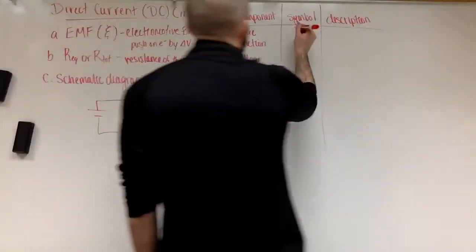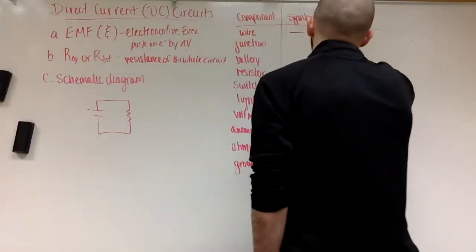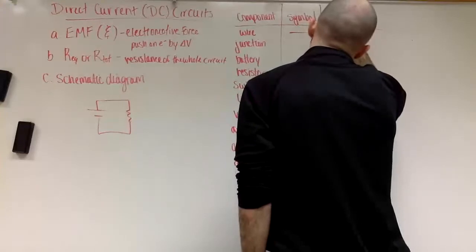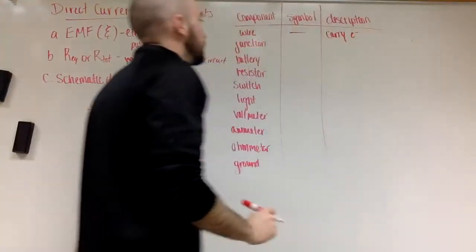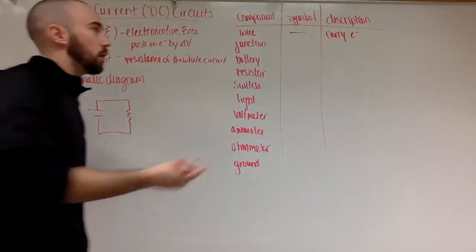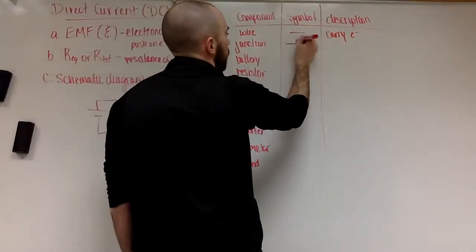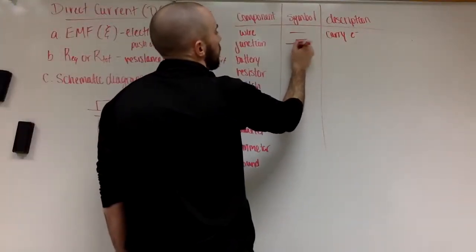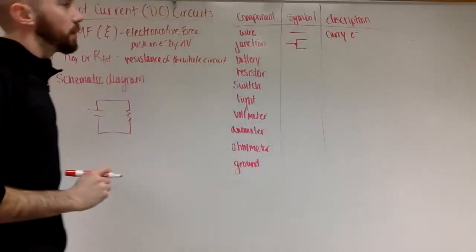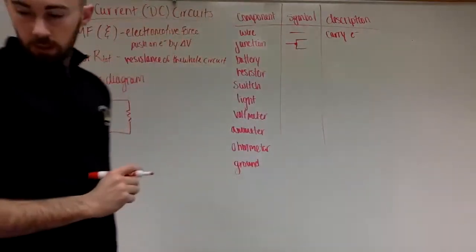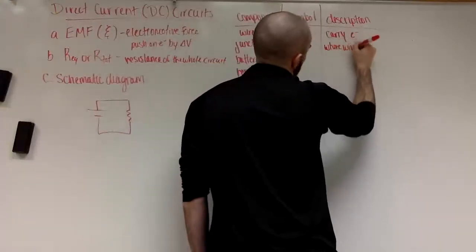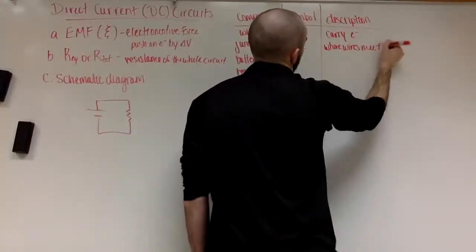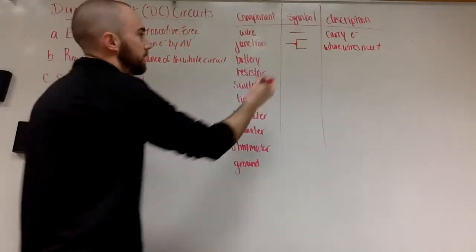So the first one is the wire, and that's basically the thing that carries the current, carries electrons. So it's just a line. A junction is the place where your wire is going to split. So where two wires meet, that's a junction. So this is where wires meet.